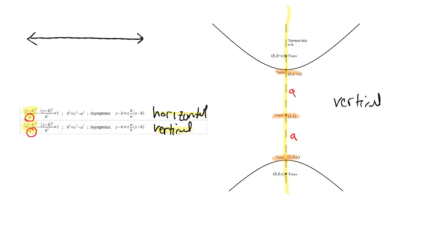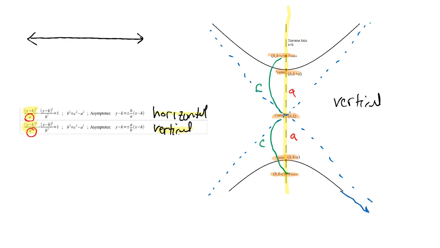And then we also have foci, and those foci will be c distance away from the center. There are also asymptotes, and the asymptotes pass through the center. And they'll show you where the hyperbola will be drawn. So along the ends here, the hyperbola will be getting closer and closer to those asymptotes.